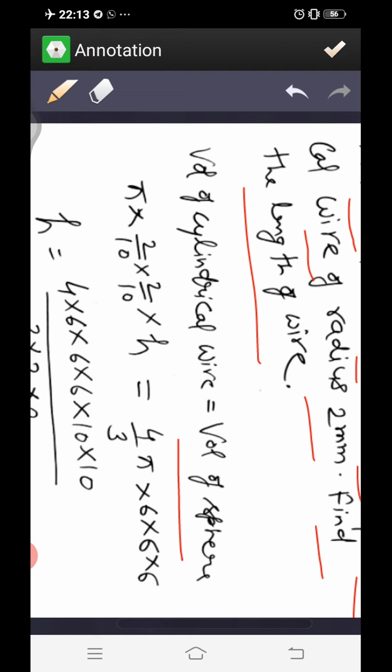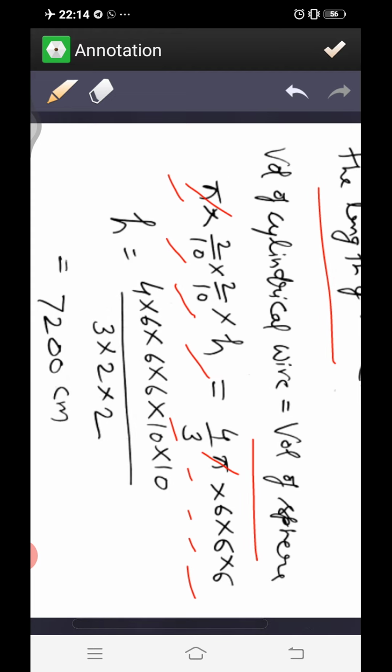So the volume of the cylindrical wire is pi r square. The radius is given as 2 mm, so it will be 2 upon 10 centimeter, into 2 upon 10, into h, which is the length of the wire. The volume of the sphere is 4 by 3 pi r cube, and the radius of the sphere is 6, so 6 into 6 into 6. Pi on both sides gets cancelled, so we get h equal to 4 into 6 into 6 into 6 into 10 into 10 divided by 3 into 2 into 2.